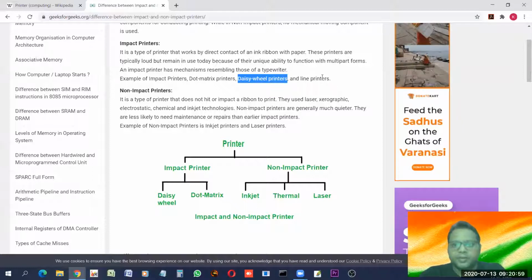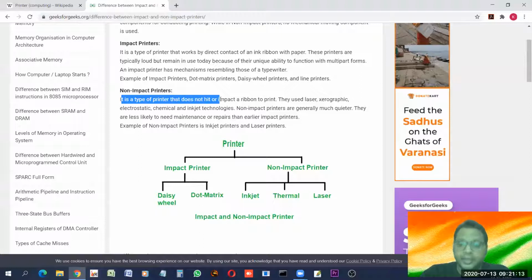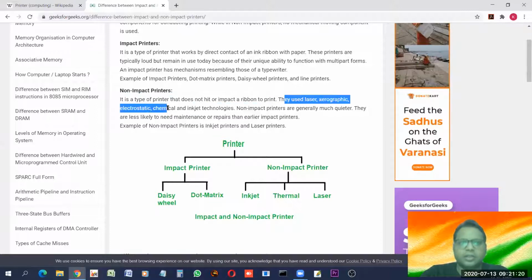And a similar kind of printer is a line printer. We'll see more about all these printers in our next class. In this class, let us only try to understand what is an impact printer and what is a non-impact printer. A non-impact printer is a type of printer that does not hit or strike a ribbon. They use either laser, xerographic, electrostatic, chemical, or inkjet technology.